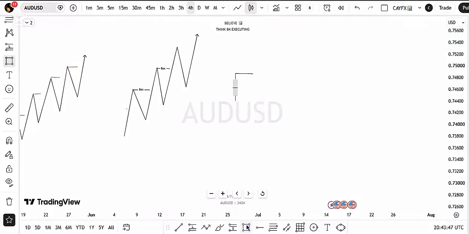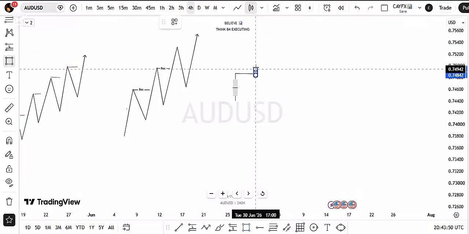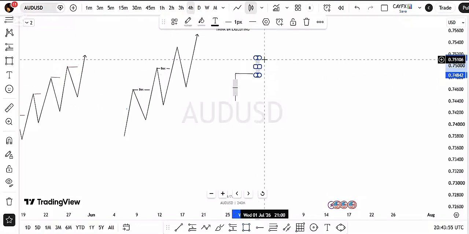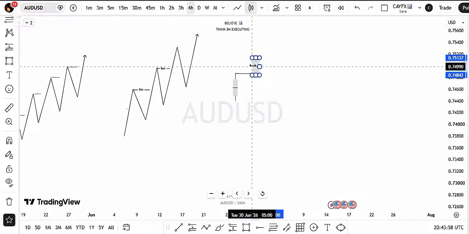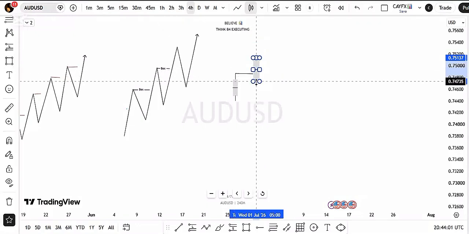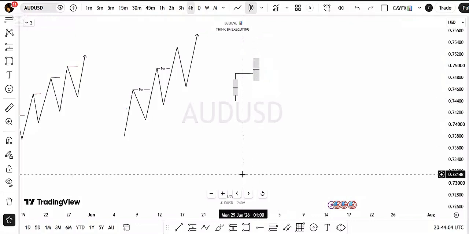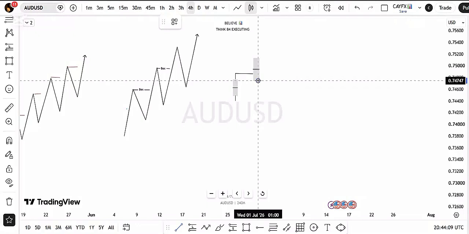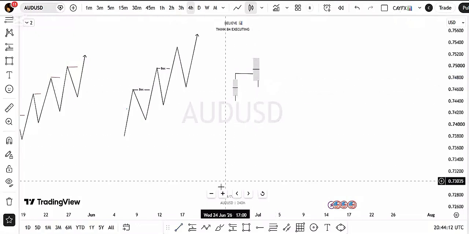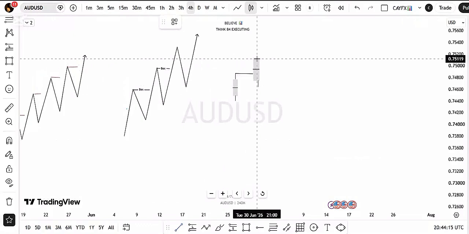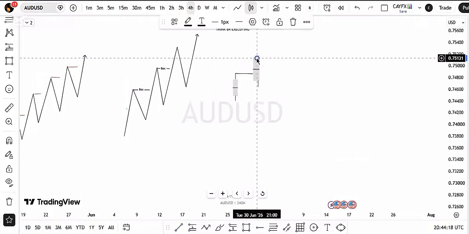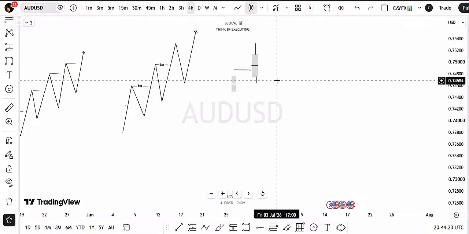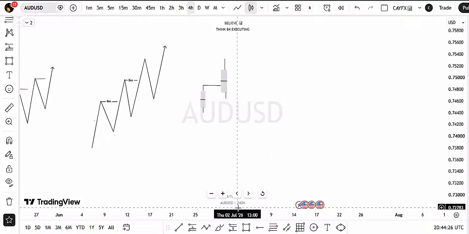It must close with a body for us to know that this is a valid break of structure. It must close with a body of a candle for us to know that, okay, this is a valid what? A valid break of structure. So these are the things you need to be looking out for when you are marking out your break of structure.